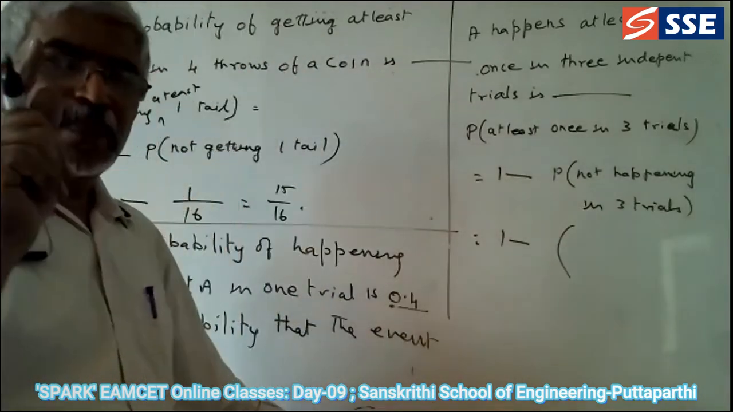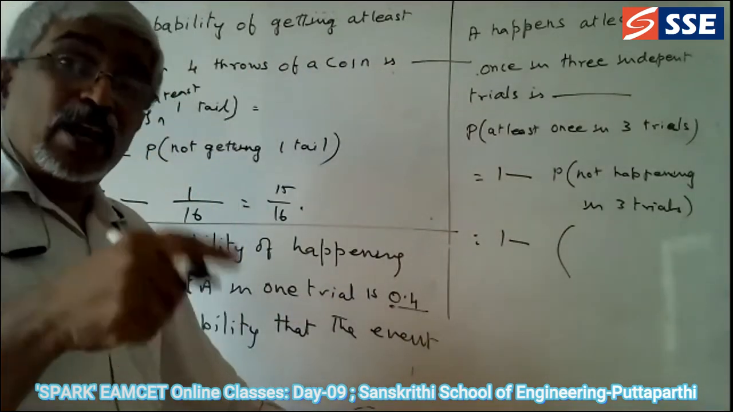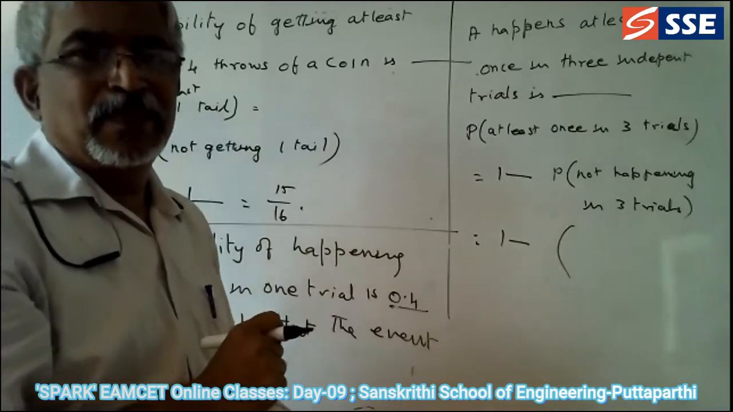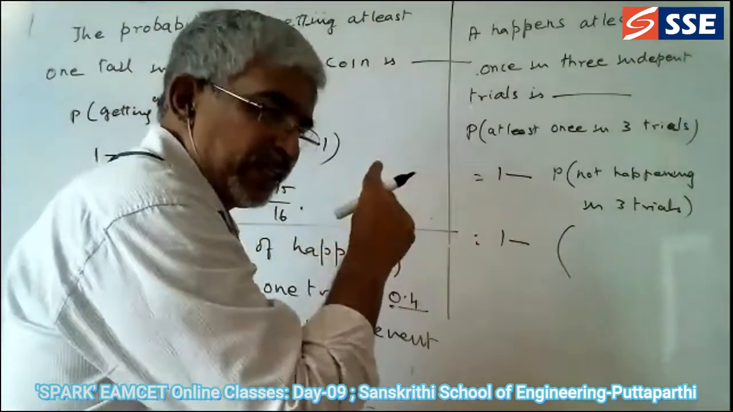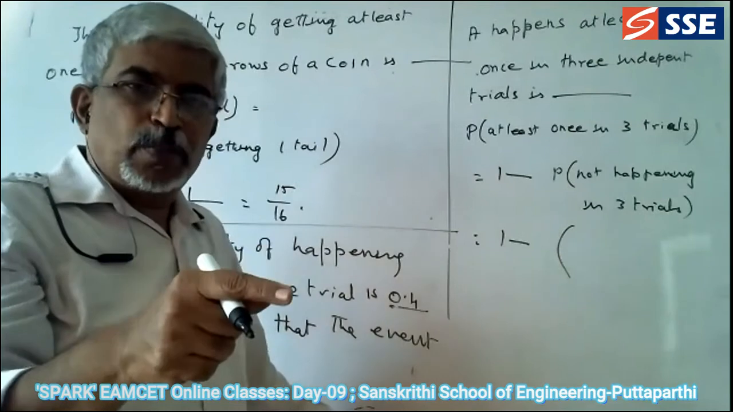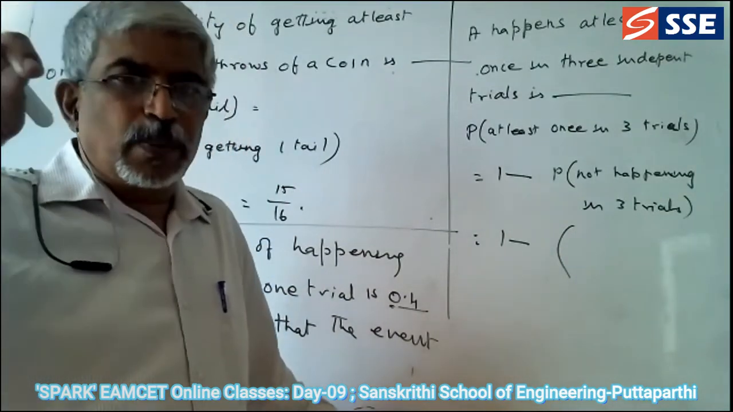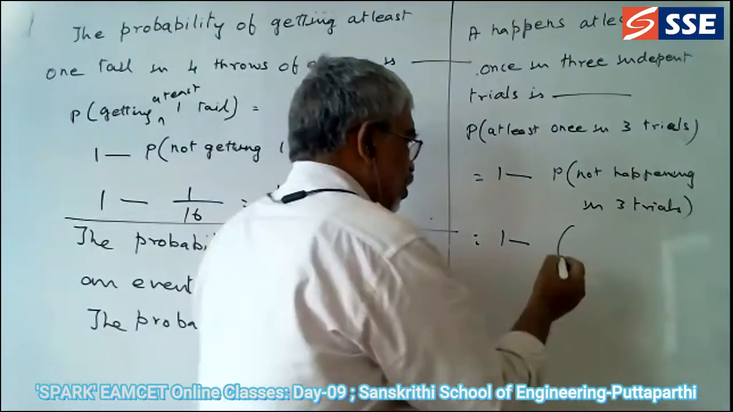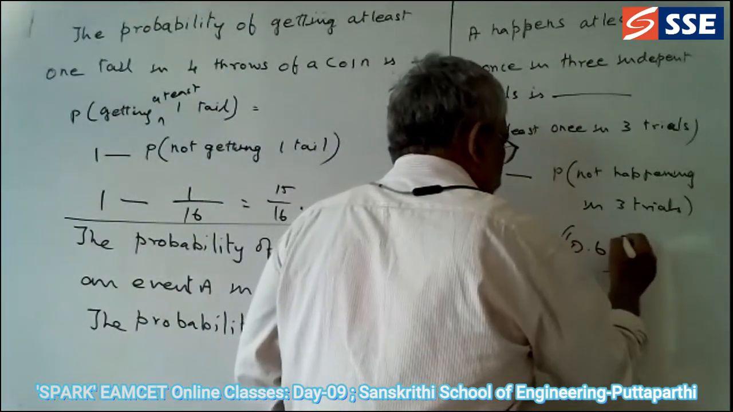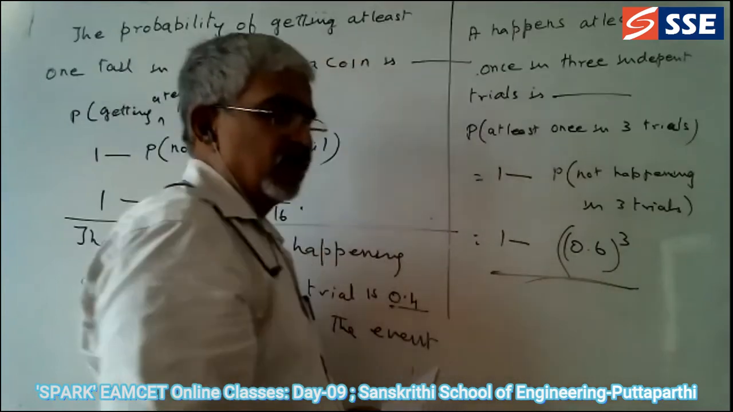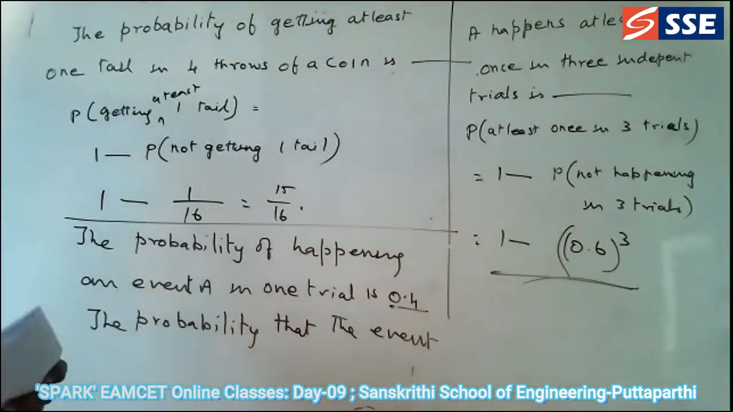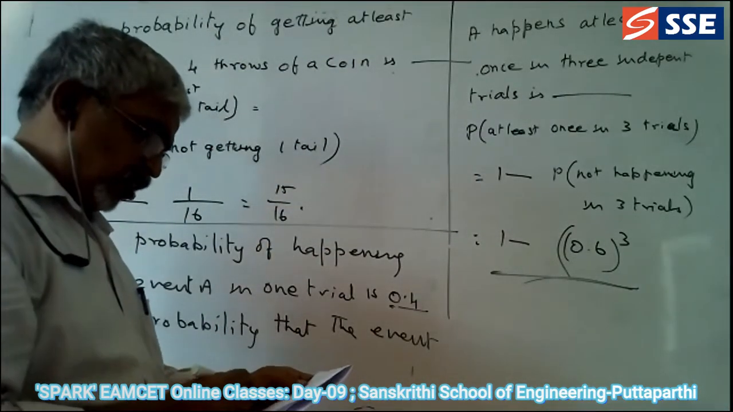So the probability of happening in one trial is 0.4, it is given. So not happening is 0.6. Three times it is there. So 0.6 into 0.6 into 0.6, so 0.6 to the power of 3. So this is the answer. If you want, you can multiply it and put it.